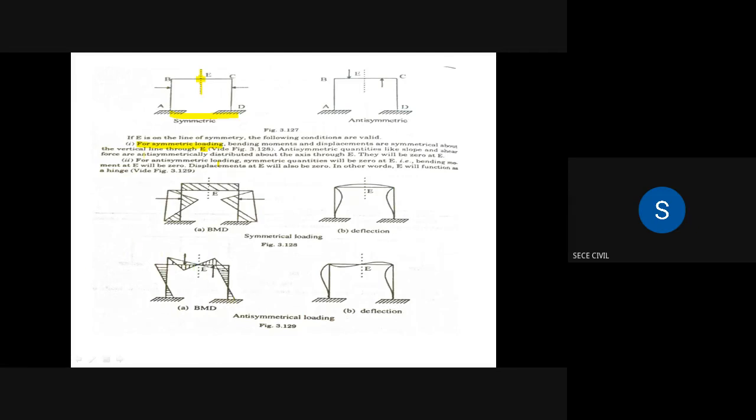Next condition: for anti-symmetrical loading, if E is on the line of symmetry, as in this figure, but the loading is unsymmetrical, then for unsymmetrical loading the symmetrical quantities, bending moments and displacements, will be zero at E. The bending moment at E will be zero. Displacement at E will also be zero. In other words, E will function as a hinge. So that particular point will act as a hinge.